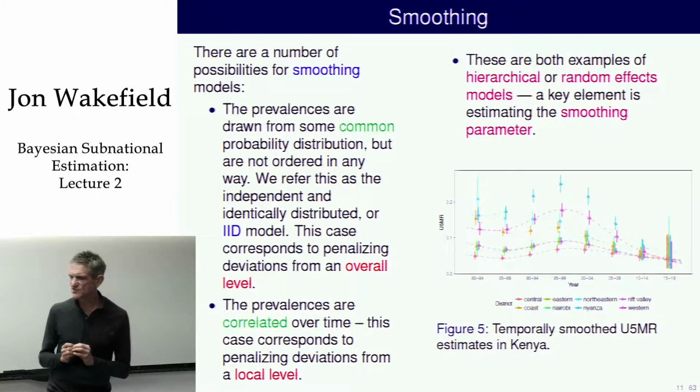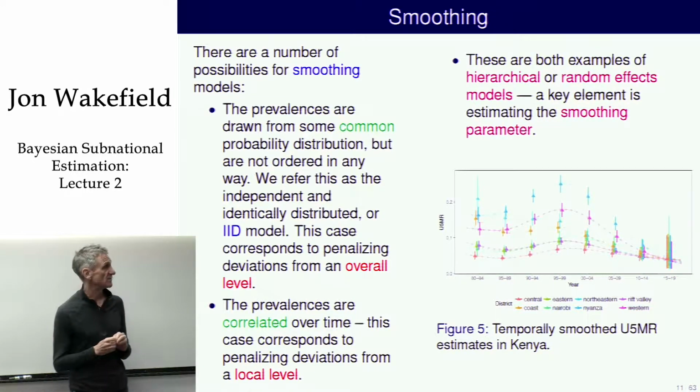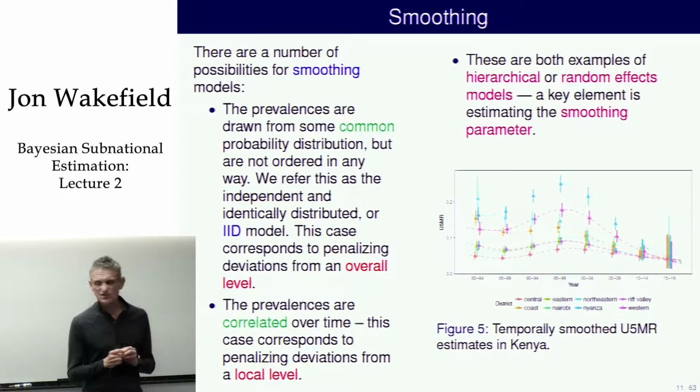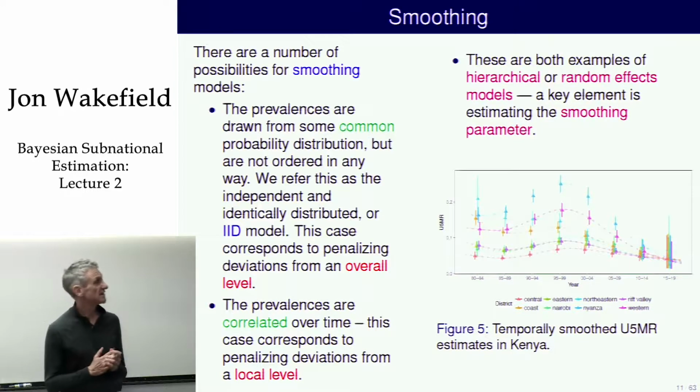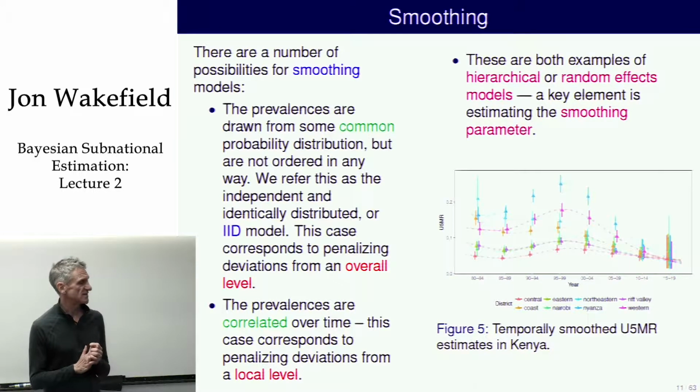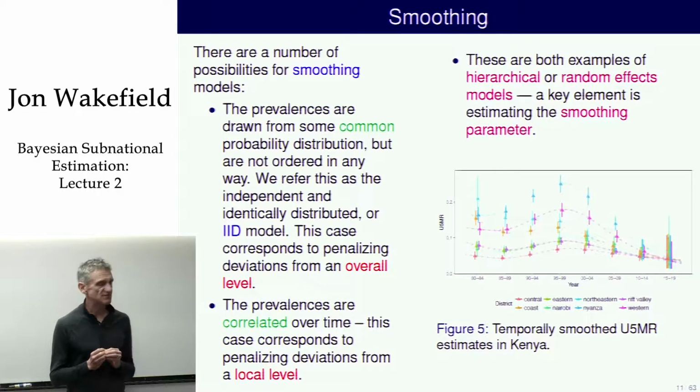And just for some notation, these models are known as hierarchical or random effects models. And whatever we call them, the key element is going to be a smoothing parameter, which we're going to have to estimate. So the level of smoothing is going to be estimated from the data.